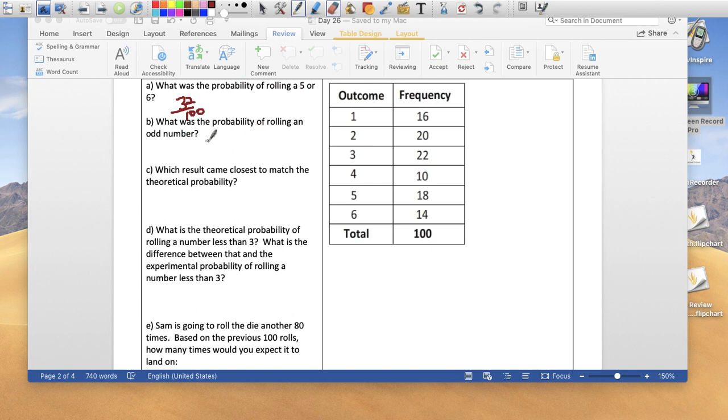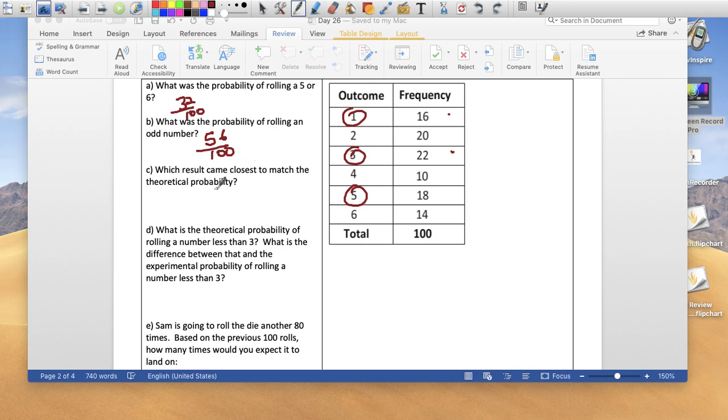What's the probability of rolling an odd number? Well, the odd numbers are 1, 3, and 5. And how many times did they come up? 16 plus 22 plus 18. That's going to be 40, 56. It was 56 out of 100 times an odd number came out.